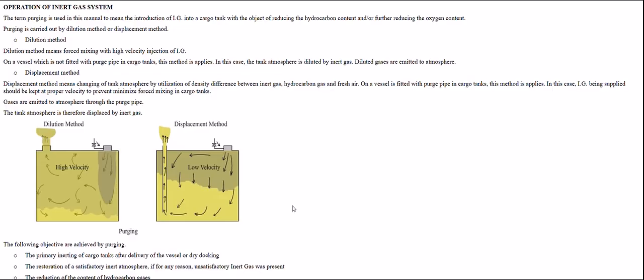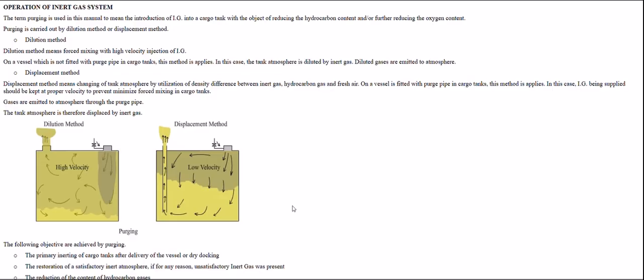Generally, if you replace the volume three times with IG, the tank is almost full of inert gas, and hydrocarbon and oxygen are reduced to 3 to 5%. Now we discuss the displacement method.